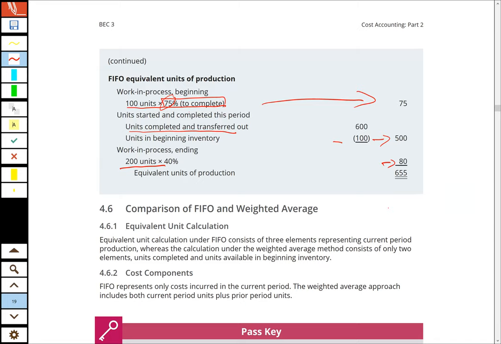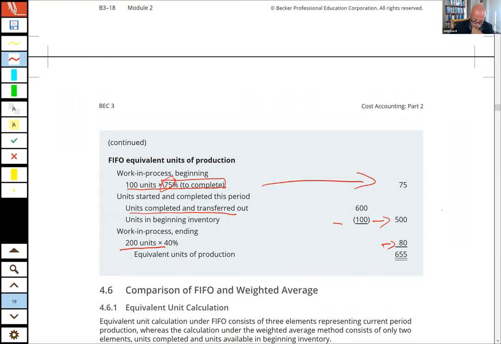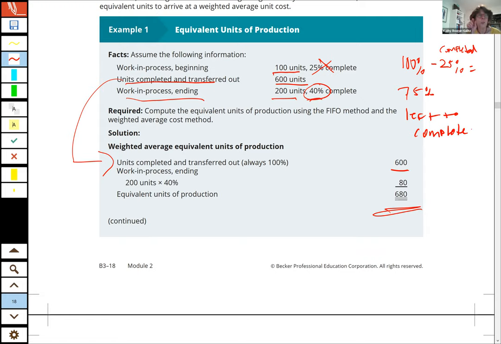Yeah, I'm sorry, may I interrupt? Matt, I don't understand. Under FIFO it says 100 units times 75% to complete, but under the weighted average they said there was 25% that were complete. Where did they give credit for the 25%? Well, there's 100%, and then if you subtract the 25% that was completed, then that means there's 75% left to complete. Of course. Right?